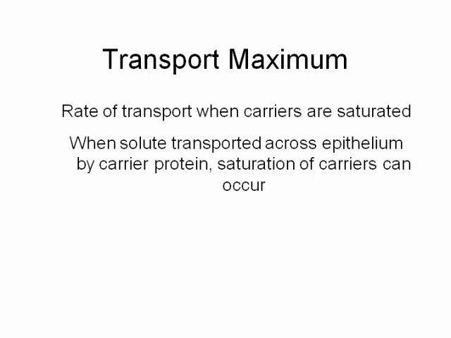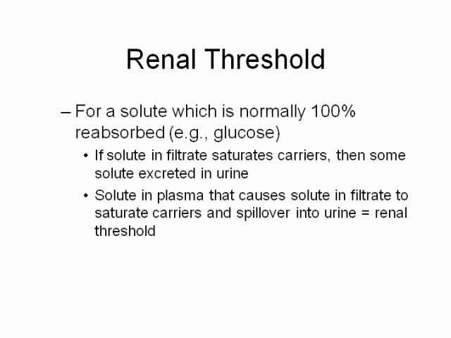Now, for those substances that are actively transported, we need to address the idea of a transport maximum. That is when the carriers, the transport pumps, are saturated. So when a solute is transported across the epithelium by a carrier protein, saturation of the carriers can occur. This can happen with glucose, so we'll use that as an example.